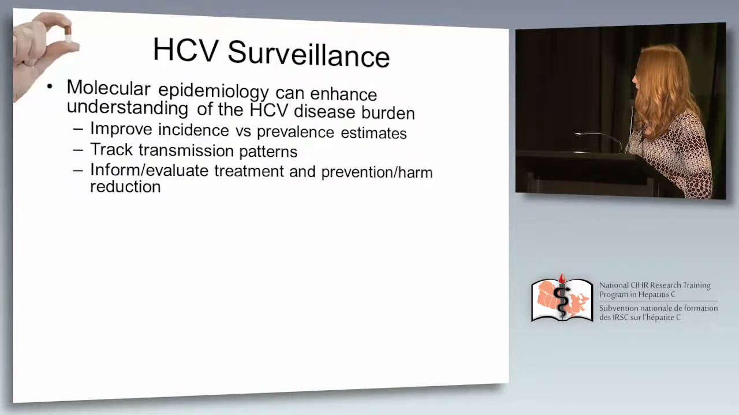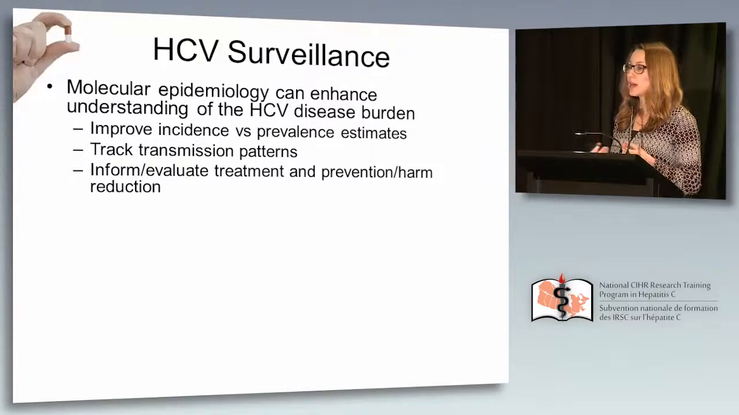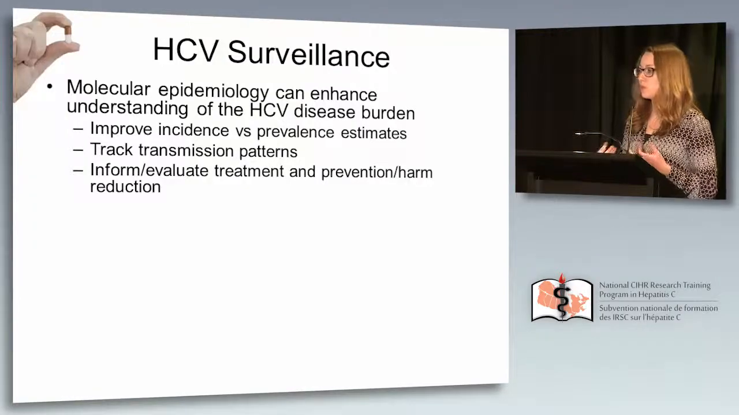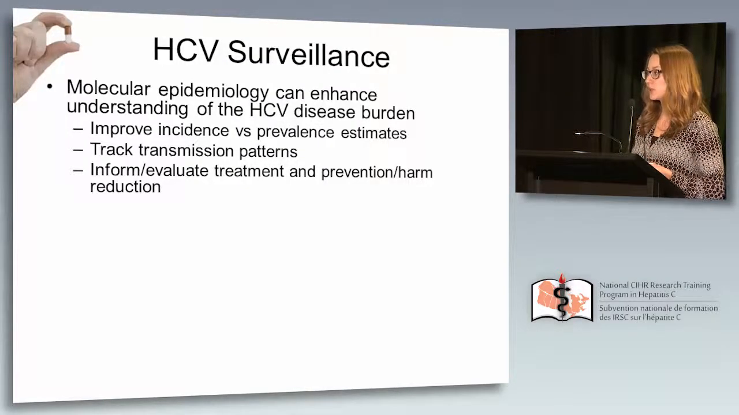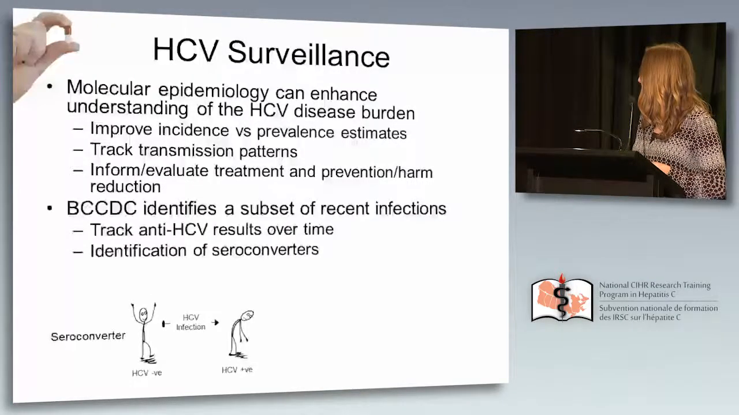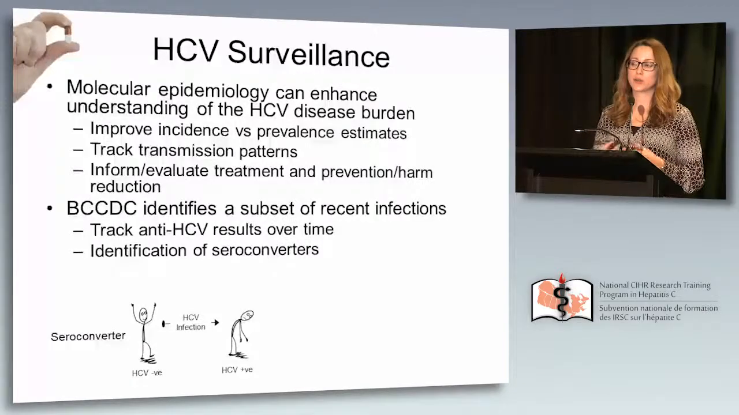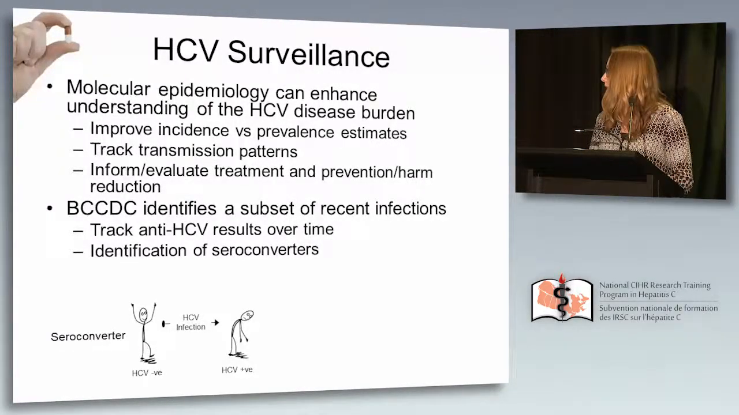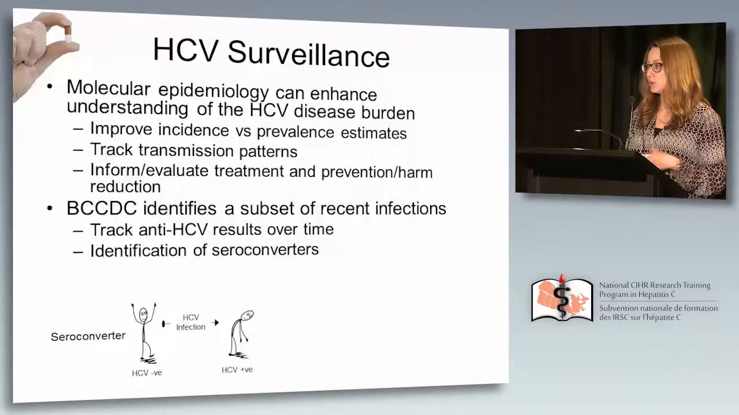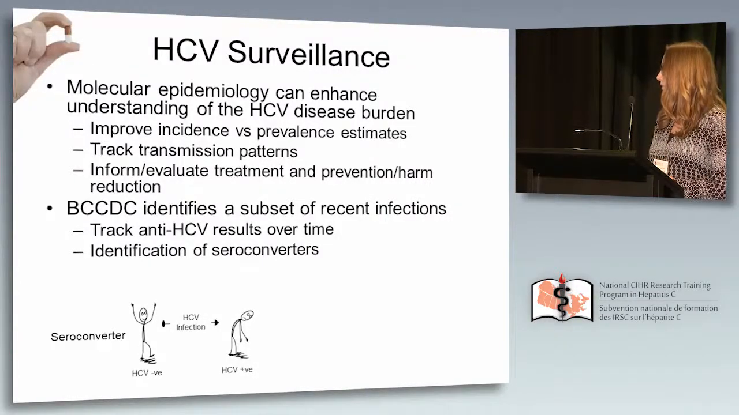Also, we can use this to track transmission patterns of HCV and overall use these tools to help inform the implementation of treatment versus prevention, or maybe treatment as prevention and harm reduction services. So at the BC CDC, we do over 95% of testing for HCV across the province. With that, we are able to track the number of recent infections that occur every year by tracking the anti-HCV results over time.